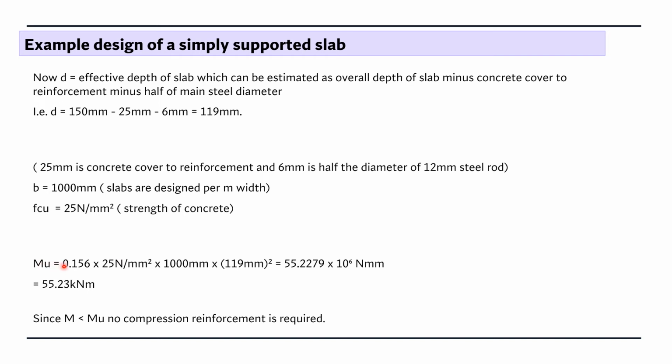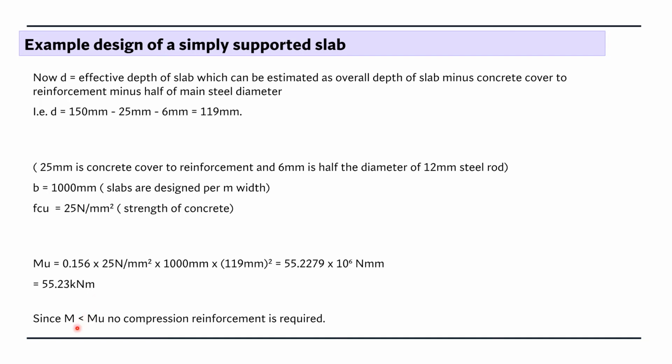So Mu, calculated using this expression stated earlier, will give us 25.23 kilonewton meter. Please, when you are doing this work, always take note of the units. The units are very important, or you will run into a lot of trouble. And when you are doing calculations of this nature, use a standard scientific calculator. It's going to help you a lot.